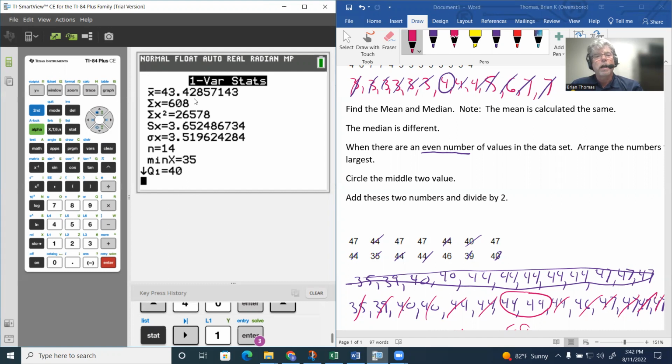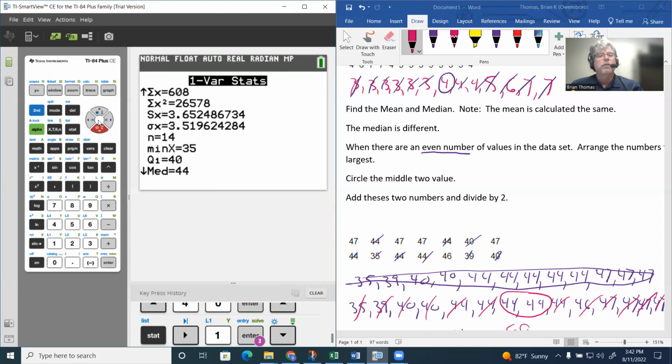So X bar actually represents the mean. So this first piece, this X bar, remember from chapter 1, that's a symbol for mean. So notice how I can write this as 43 point, if I round to 2 places past the decimal, that 2 would have to round up to a 3 because of that 8. So I can say it's 42.43 as the mean if I was rounding to 2 places. Notice how it's got several things here.